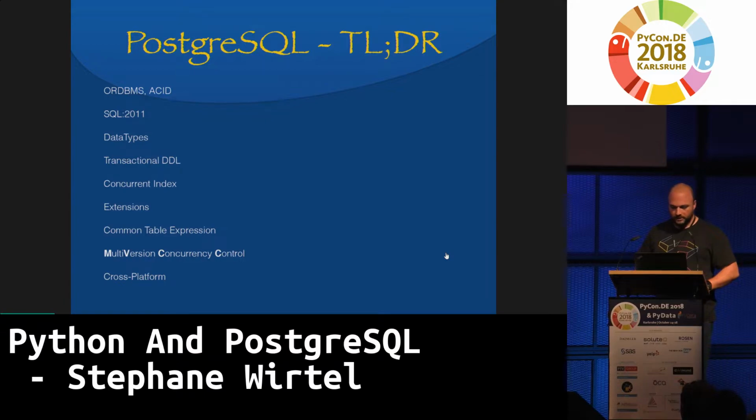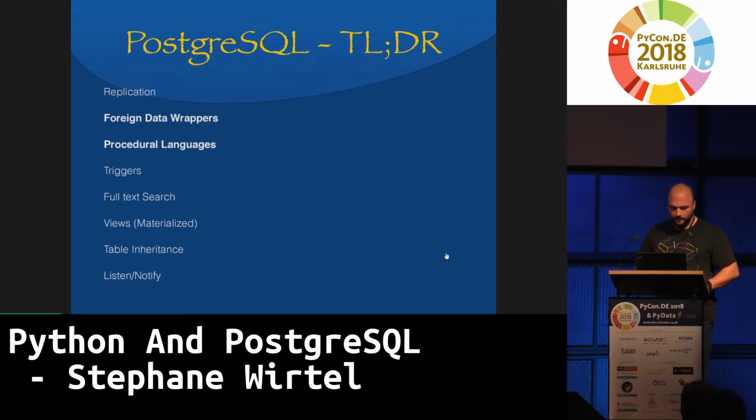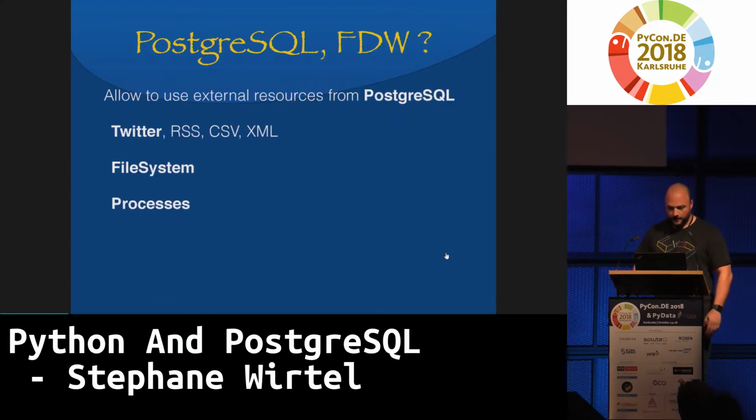And it's a cross-platform tool. Of course, there is replication. With the latest version of Postgres, we can use logical replication. And I'm going to explain the foreign data wrappers and the procedural languages. Not about triggers, full-text search, views, table inheritance, just these points. Okay? Foreign data wrappers and the procedural languages.